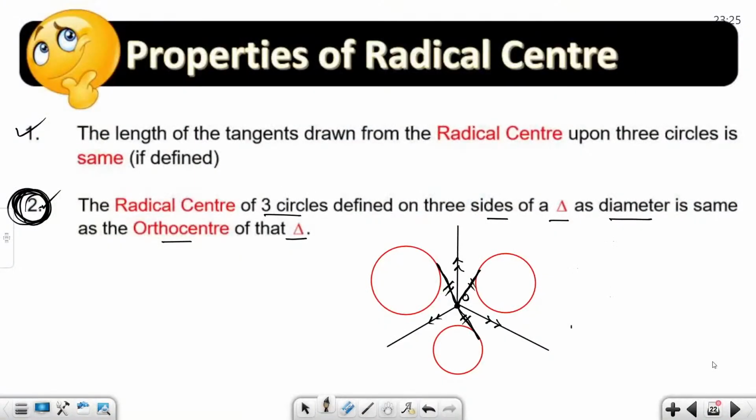Please, I will suggest all the students, as I have told you repeatedly, try to remember this property by heart. Why? Because this property will help you to solve problems in a much shorter way. Is it clear? Okay. Now let us do some problems based on these two properties.